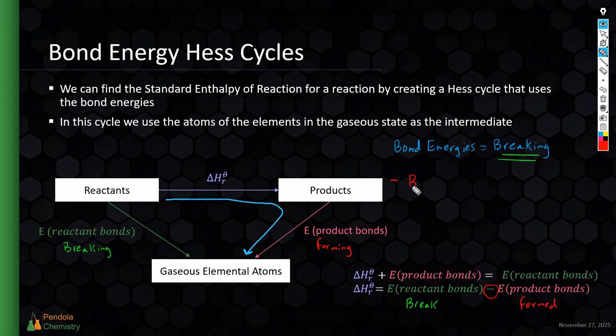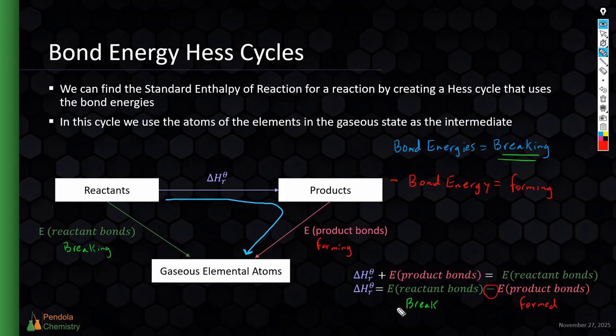So the negative bond energy is equal to bond formation. That's why we have the negative bond energy of the products, because the products are being formed, but the positive bond energy of the reactants, because the reactants are being broken, the bonds are being broken.